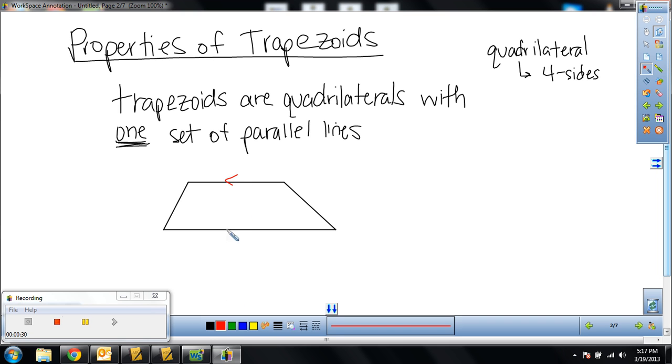And our parallel lines, again, can be indicated by our tick marks that look like V's or arrows. So our parallel lines are what we call the bases. So this is a base, and this is a base. So there are two bases, right, and the bases are parallel.